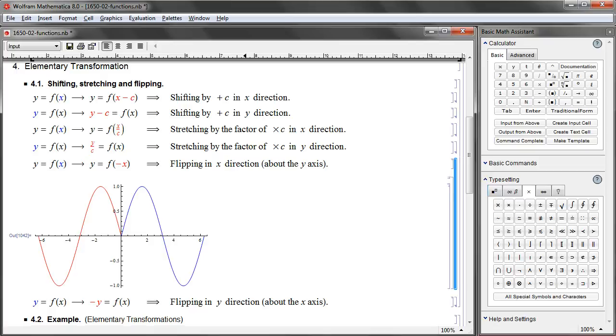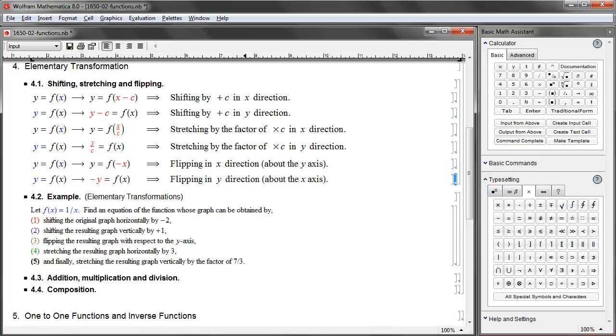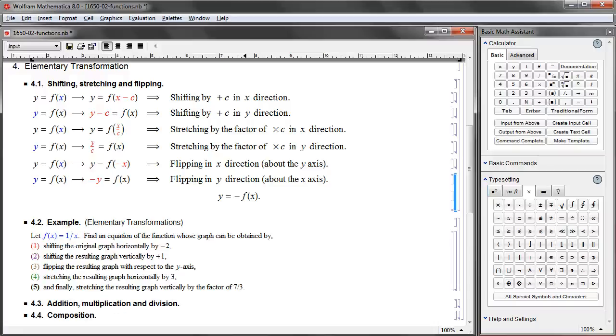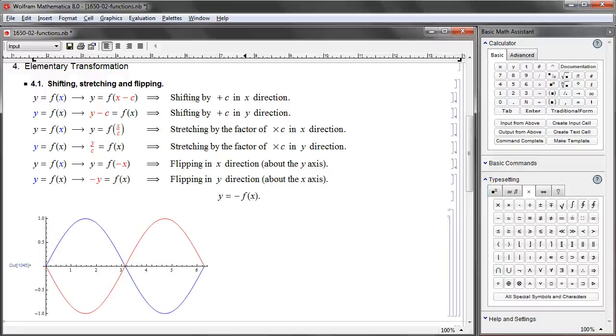Toward y direction, do the same thing. Replace y by negative y, and then flip this negative sign to the other side, then we have y equals to negative f of x in the end. And that's flipping with respect to x-axis, or flipping in vertical y direction.